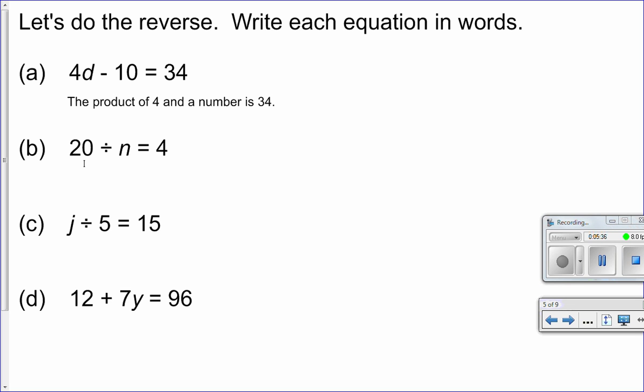Let's try this one. 20 divided by n equals 4. You could write 20 divided by a number is 4. So what I want you to do at home is put this video on pause and try out these two questions at home, and we will take them up in class tomorrow.